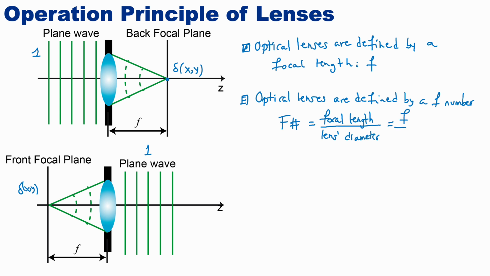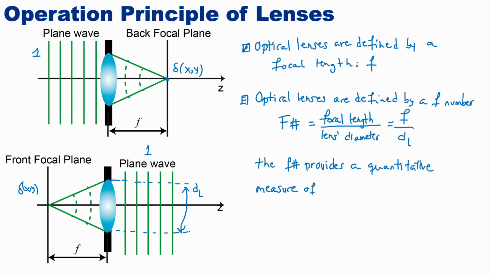So this is going to be f divided by the lens diameter, and then the f number provides a quantitative measure of the light passing through the lens.